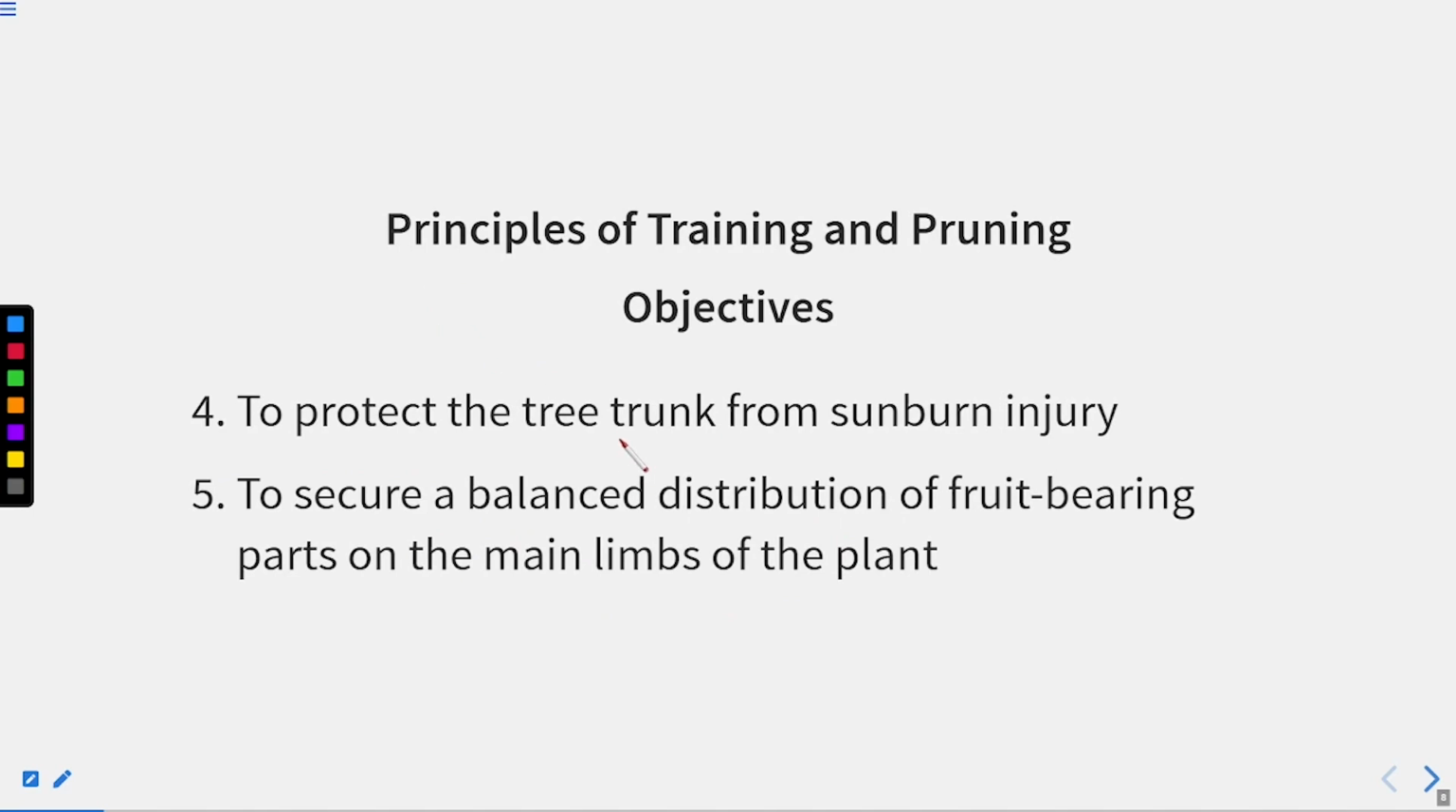To protect the tree trunk from sunburn injury. It should not be exposed to direct sunlight for the whole day.